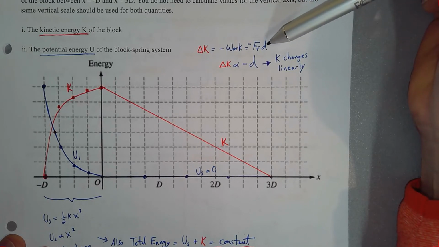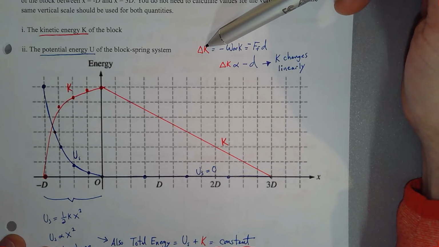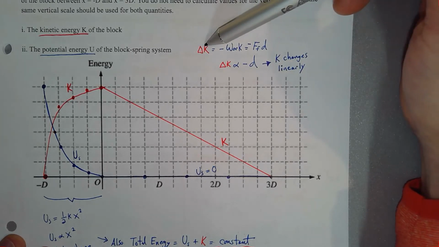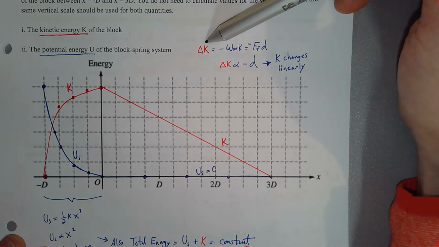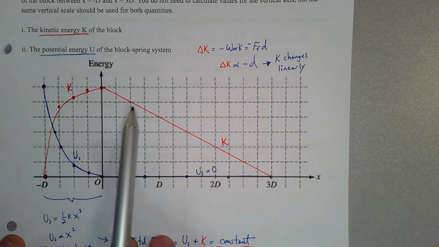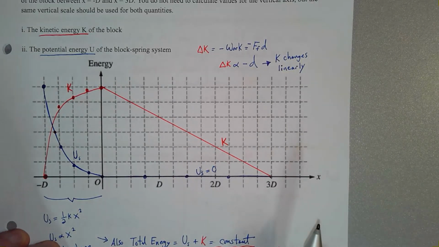So if you slide, let's say, 1 unit of distance, you're going to reduce your kinetic energy by a certain amount. If you slide 2 units of distance, you're going to reduce your kinetic energy by double that. If you slide 3 units of distance, you're going to reduce your kinetic energy by 3 times. You get the picture, it's changing linearly. And so it's going to be a linear decrease of kinetic energy from a position of 0 to that final position of 3D.